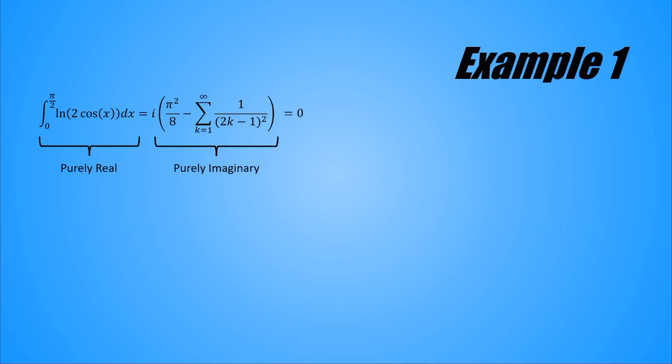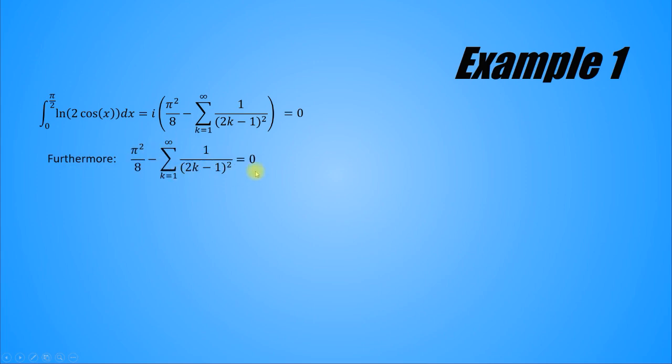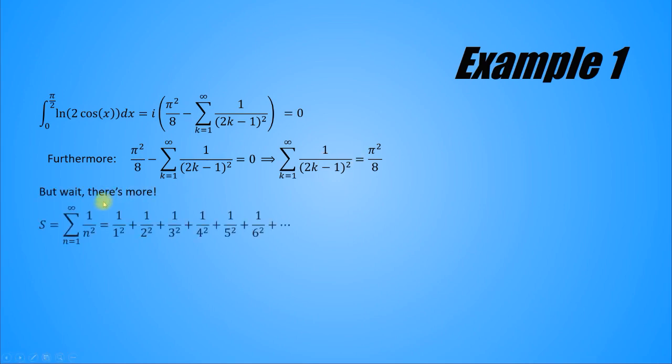That completes the integration, but we're not done milking information out of this thing. This expression in the parentheses is equal to 0. This tells us that the sum from 1 to infinity of 1 over (2k minus 1) squared equals pi squared over 8. So we didn't just find the value of a tough integral. We also found the sum of a series, which is very cool. But wait, there's more. Consider this sum here. It's the sum of the reciprocals of the squares of the natural numbers. I don't yet know what this p-series sums to, but I know that it converges absolutely to some real number, and I've called that real number s.